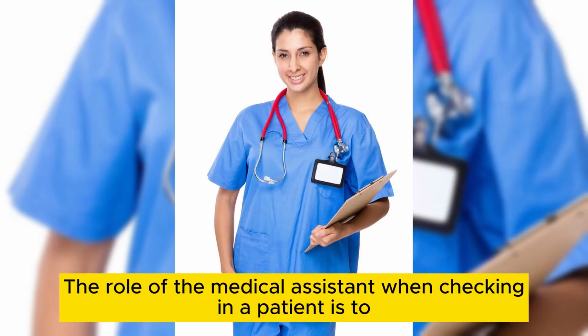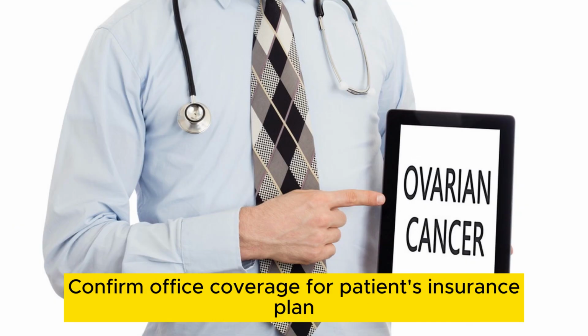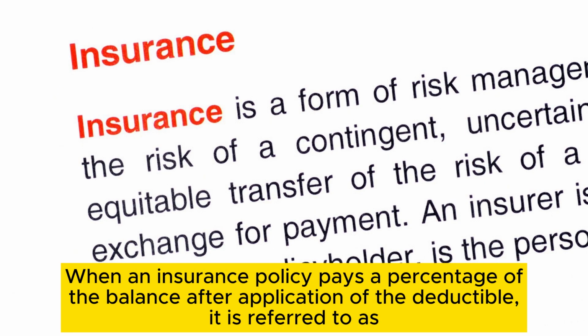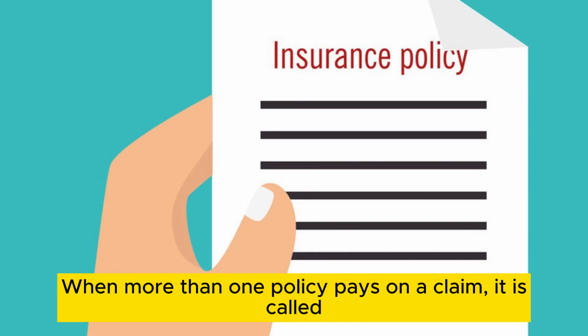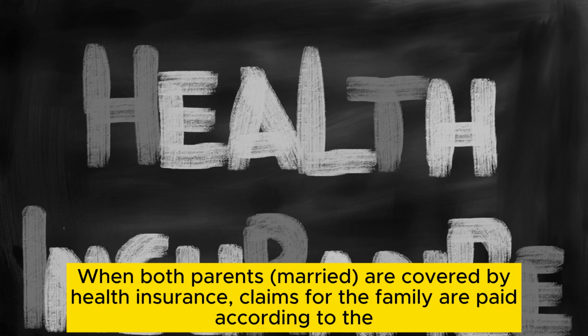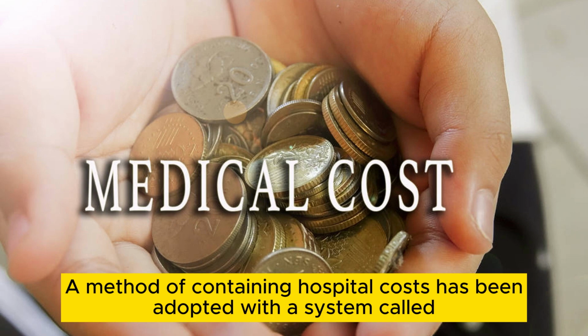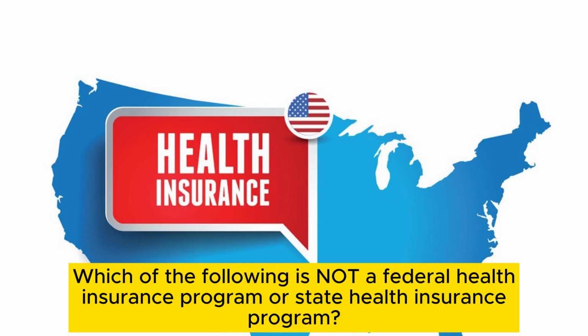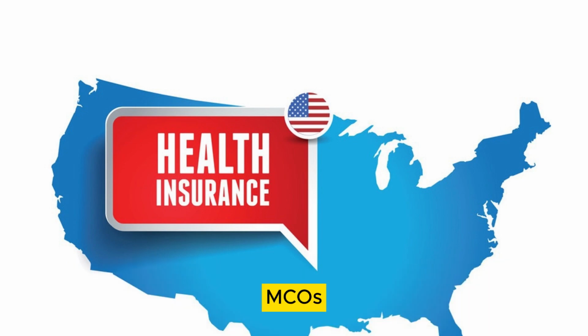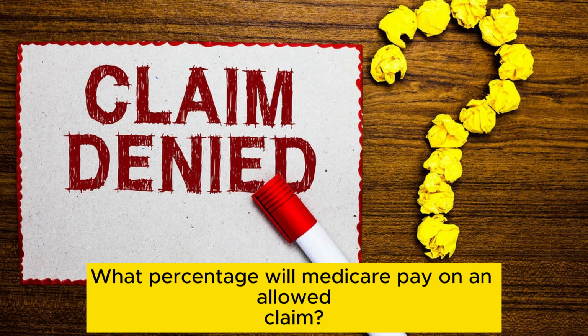The role of the medical assistant when checking in a patient is to confirm office coverage for the patient's insurance plan. When an insurance policy pays a percentage of the balance after application of the deductible, it is referred to as coinsurance. When more than one policy pays on a claim, it is called coordination of benefits. When both parents are covered by health insurance, claims for the family are paid according to the birthday rule. A method of containing hospital costs has been adopted with a system called DRGs. Which of the following is not a federal health insurance program or state health insurance program? COs.